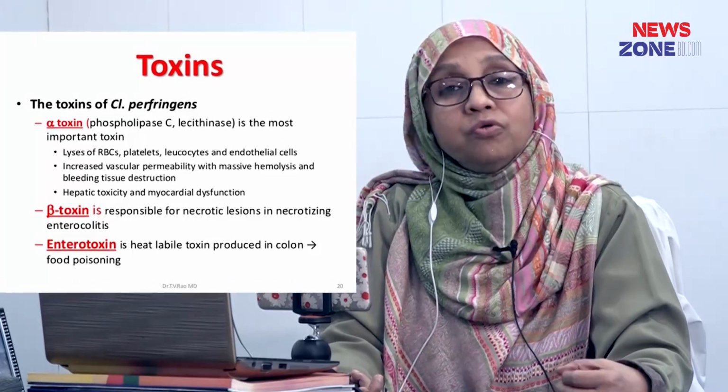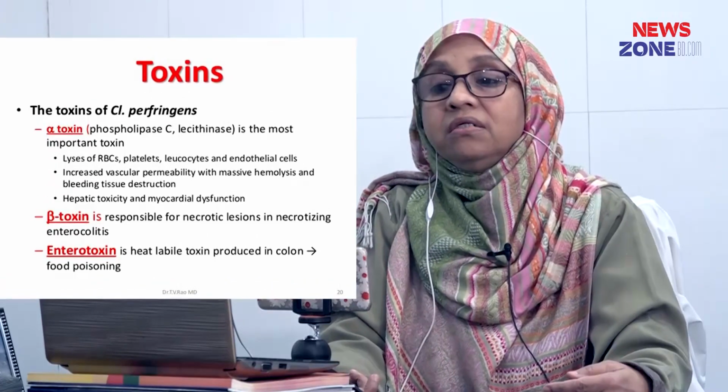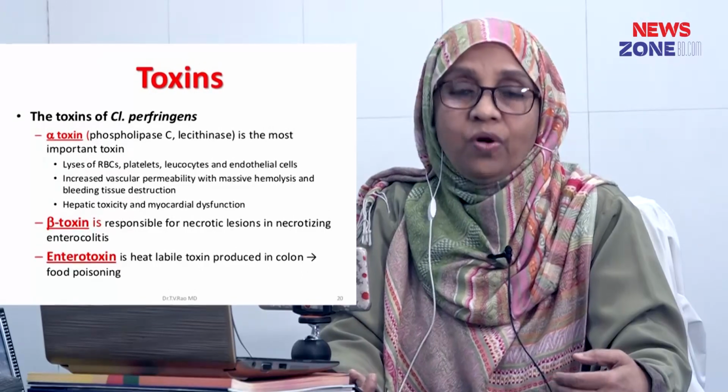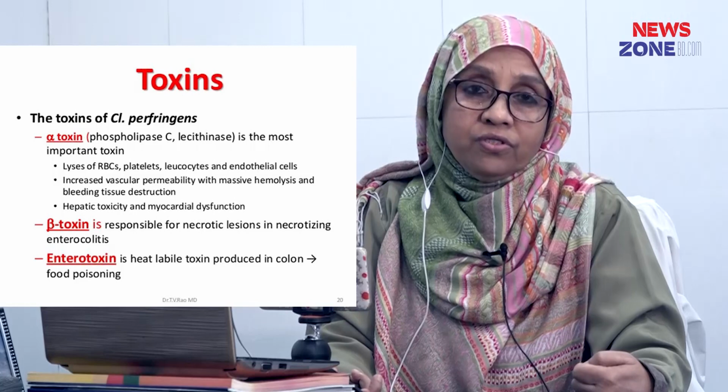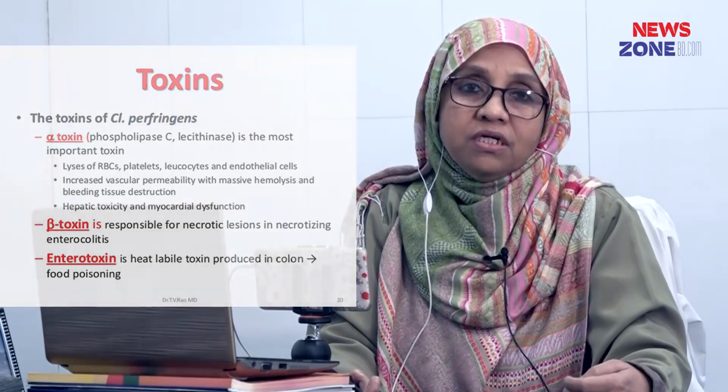Beta toxin is responsible for the necrotic lesion in necrotizing enterocolitis. And the enterotoxin is the part that causes the food poisoning that occurs with Clostridium perfringens. As I have already mentioned, Clostridium perfringens causes gas gangrene and food poisoning. So enterotoxin is the cause of the food poisoning.